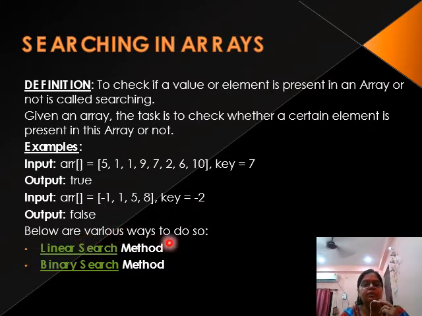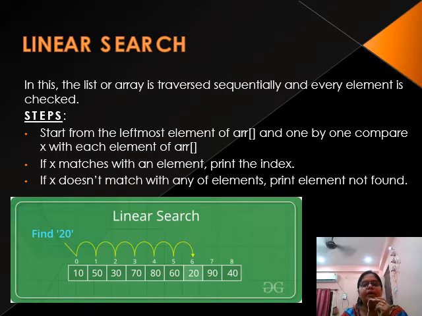Below are various methods to do searching. In linear search, we search the array element by element, checking each adjoining number. In binary search, we break the array into two parts and then search for an element. Now, in linear search, the array is traversed sequentially and every element is checked. Each and every element is checked.